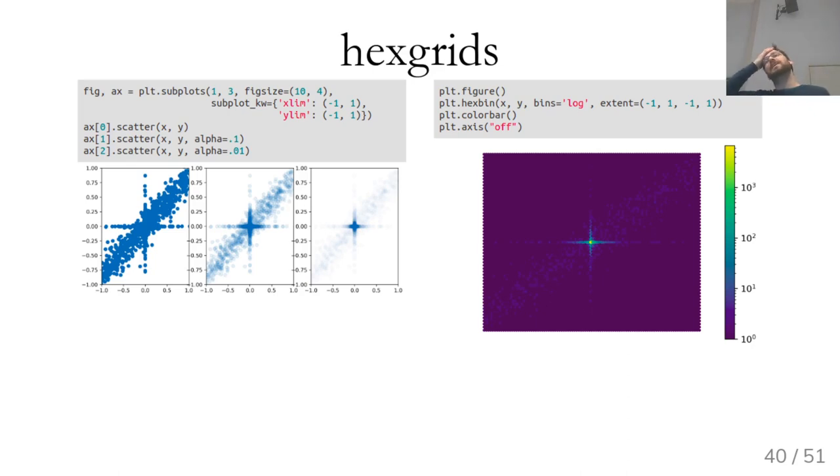Oh, there's another one that I should have put on the slides but didn't. There's a software called Data Shader for Bokeh, but there's also a matplotlib version. I'll post a link to it, which basically uses every single pixel as a different bin, and it's also kind of cool. But yeah, going from scatter plots to density plots is one way to overcome overplotting.